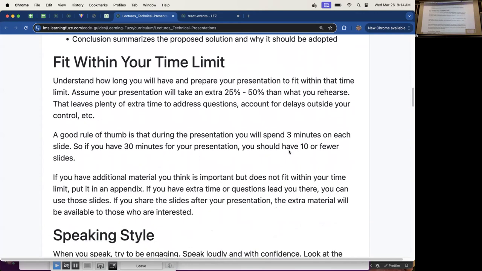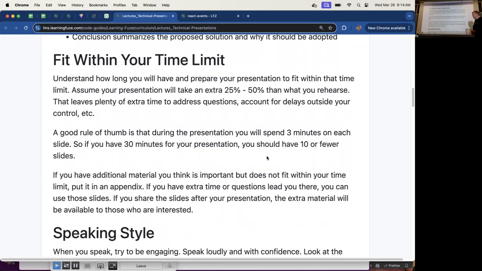All right. Next one, fit within your time limit. You will almost always have a time limit when you give a presentation, as opposed to me when I get up here and lecture and teach. I can take as long as I want, and you're stuck. I'm the one driving that. But usually when you're giving a presentation, you'll have a time limit. Thirty minutes, 60 minutes, maybe there are 3 people giving a presentation in a 1-hour block, so you'll have 15, 20 minutes. Whatever it is, you'll be told how much time you have, and then you need to make sure that you fit within that time limit.